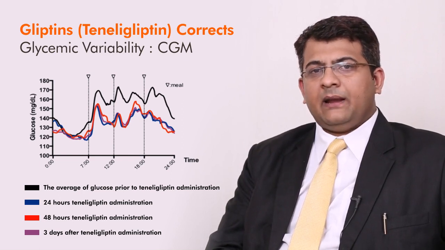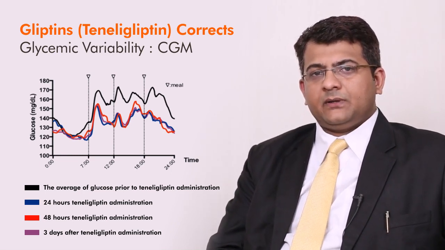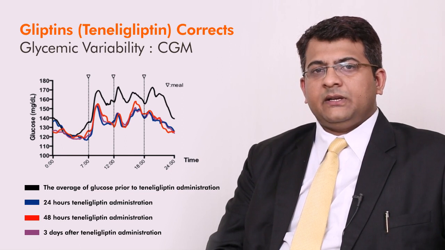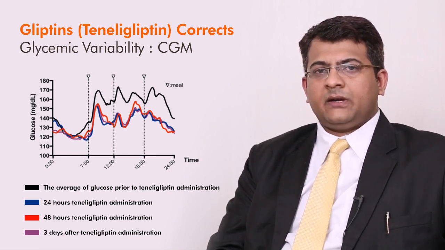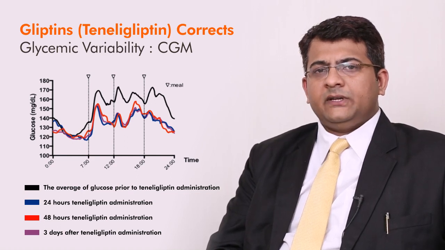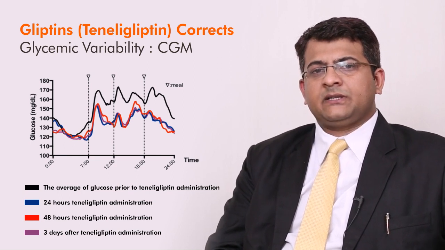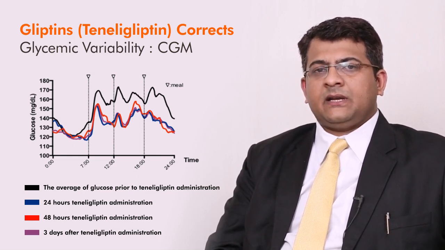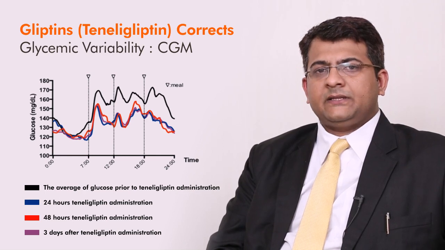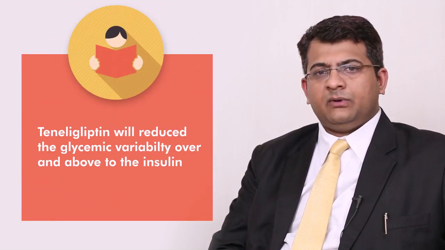The upper black line represents the patients taking insulin, and as you can see, there are sudden glycemic excursions occurring after breakfast, lunch and dinner. Within 24 hours of administration of teneligliptin, there is a sudden decrease in these excursions, and these excursions are decreased even after 48 hours and 3 days of administration of teneligliptin. In short, teneligliptin will reduce the glycemic variability over and above the insulin.